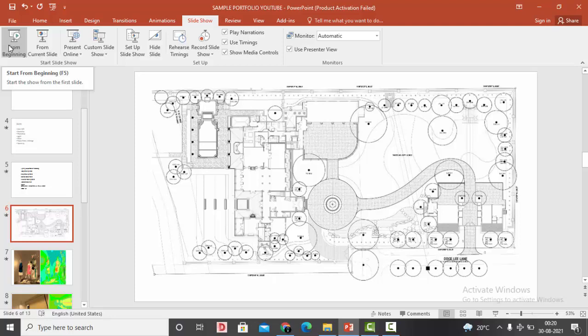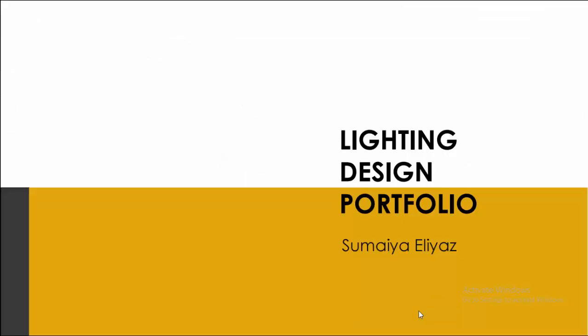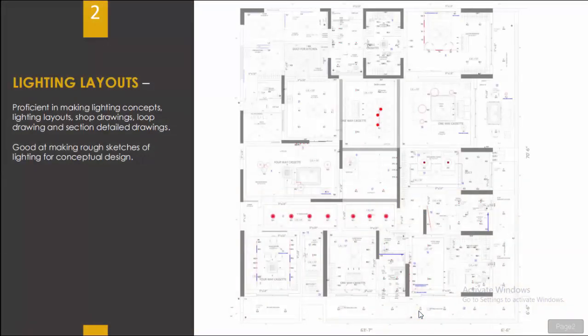Now let's go and check out my portfolio. So in the first slide, I kept it very simple. You can see the color palette, white and a shade of orange. Then I wrote my name and what this document is about. So this is a lighting design portfolio, and my name, Eliyaz.